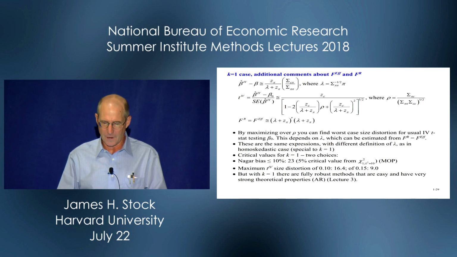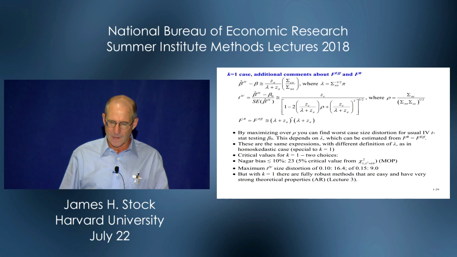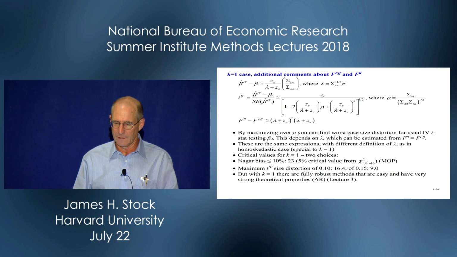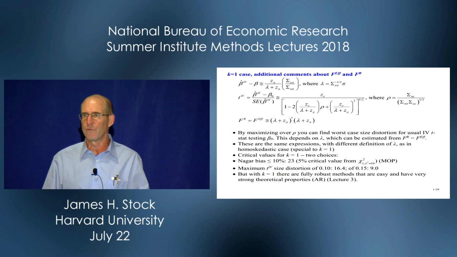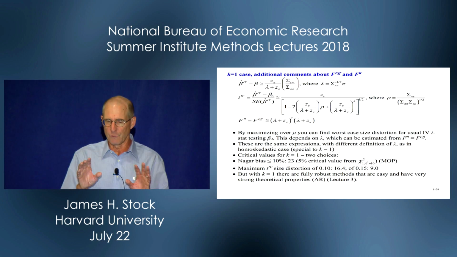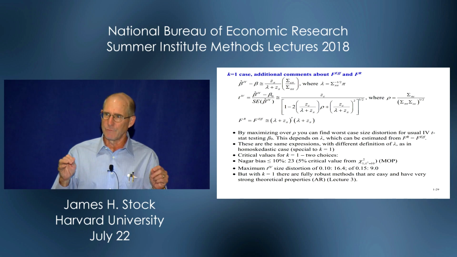Those are the so-called Stock-Yogo critical values for size distortions, and for a 10% size distortion, that would give you 16.4 instead of 23. So there's some really concrete things you could do here. We are actually not going to recommend any of those.